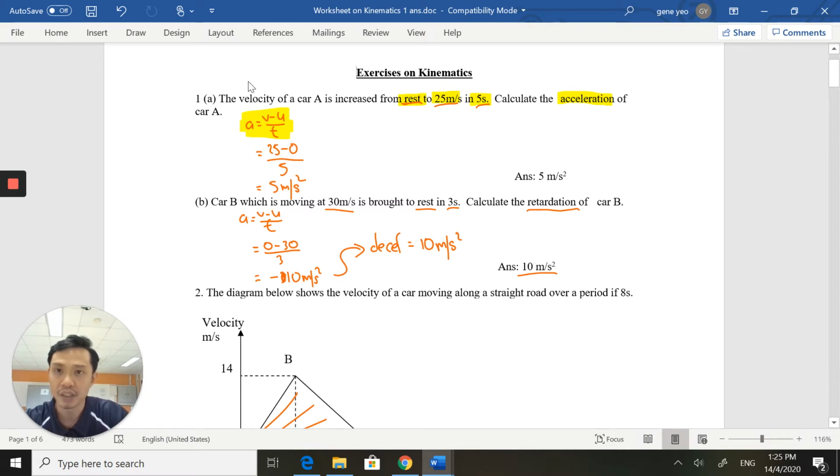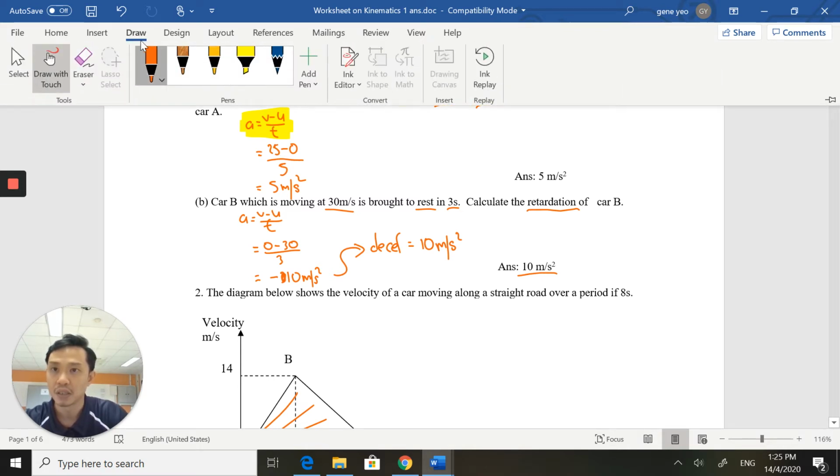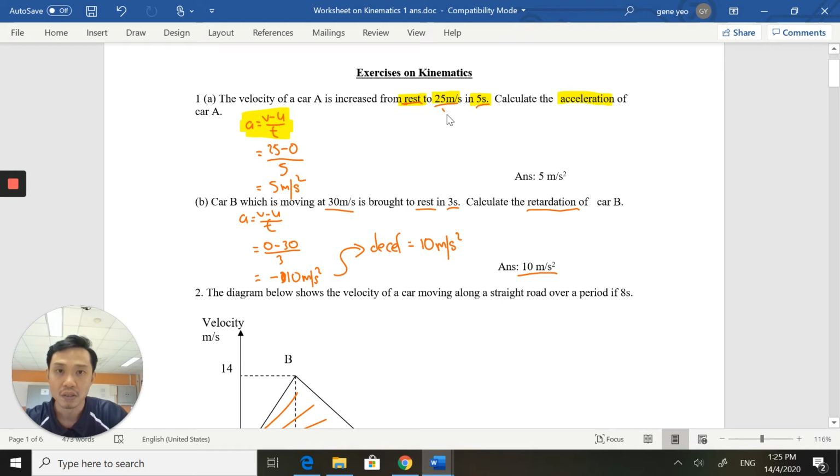The final speed was 25. Initially, it was at rest, so it's 0. And the time that it took was 5 seconds. So to find the acceleration, I employ this formula, put in all these values, and I get the answer of 5 meters per second squared.